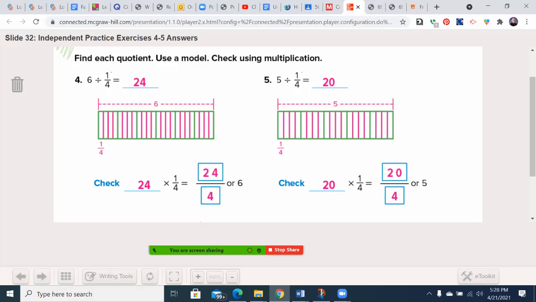Realistically, you're seeing a lot of cross multiplying here. 20 across the top divided by 24. Well, here, cross multiplying: 5 times 4 is 20, 6 times 4 is 24.